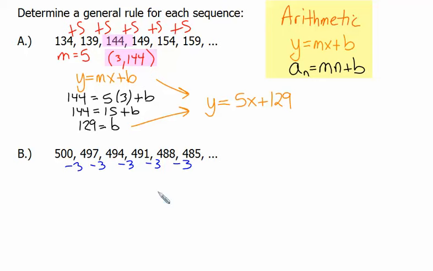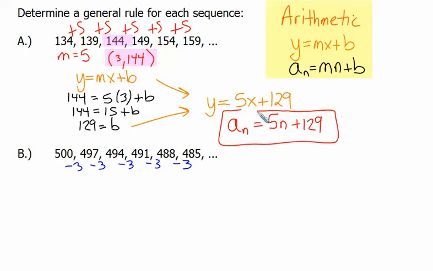However, in this problem, we want to write the final answer as a sequence. So a sub n would be 5n plus 129. Now in class, we also talked about a quick way to calculate the value of b. Watch the problem at the top. Go back one term in the past. If we want to go back one term, we would need to subtract 5, and 134 minus 5 is 129. The same as our value of b.